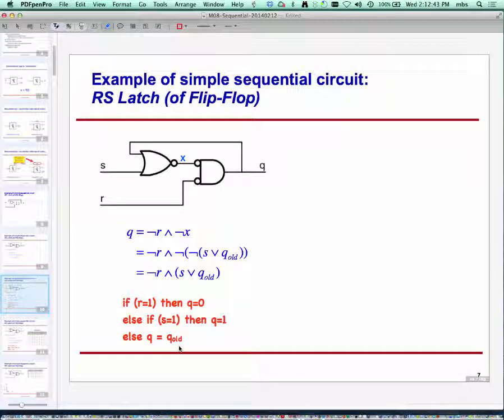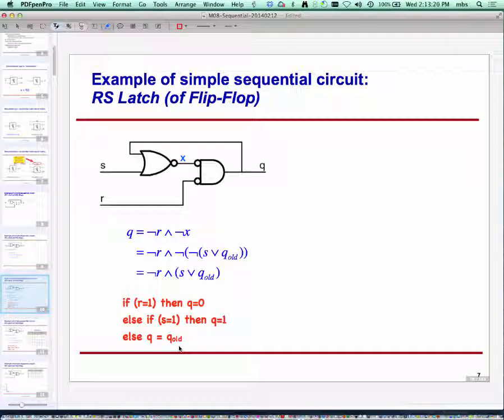And finally, for the remaining clause, if R equal to 0 and S equal to 0, then Q is equal to Q old. So what this is doing is, if I make R equal to 1, I reset the output back to 0. If I make R equal to 0 but S equal to 1, then I set the output to high. And if both are 0, that is R is 0 and S is 0, then Q remains stable. So this is a circuit which, by controlling S and R appropriately, I can make the output 1 or 0, or just have it hold its value.